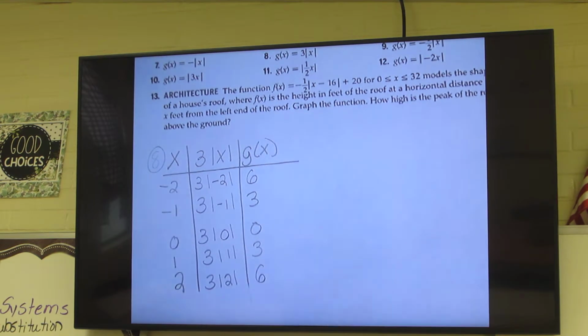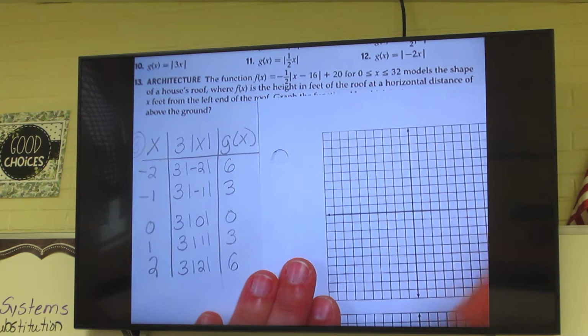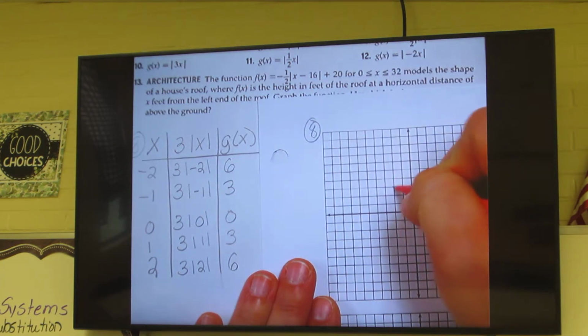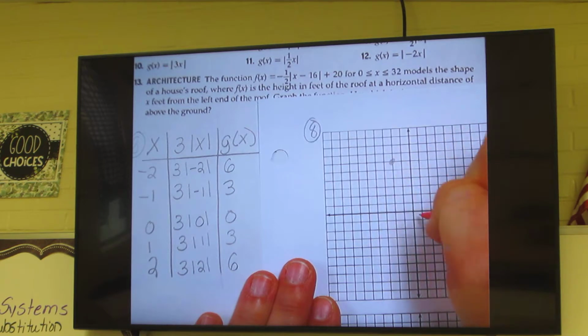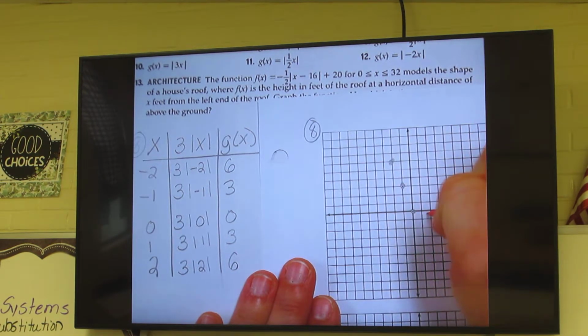So, when I go to graph these, then I have my graph here. I simply do left 2, up 6. Left 1, up 3. 0, 0. Over 1, up 3. And over 2, up 6.